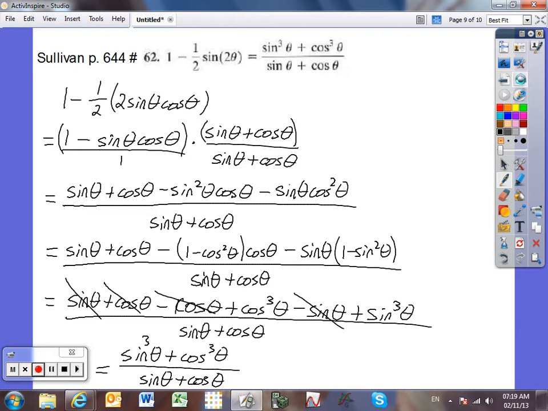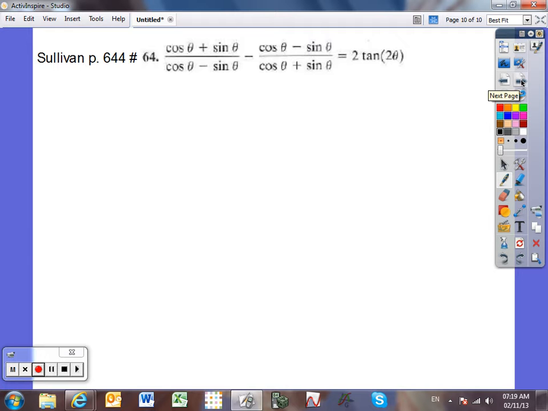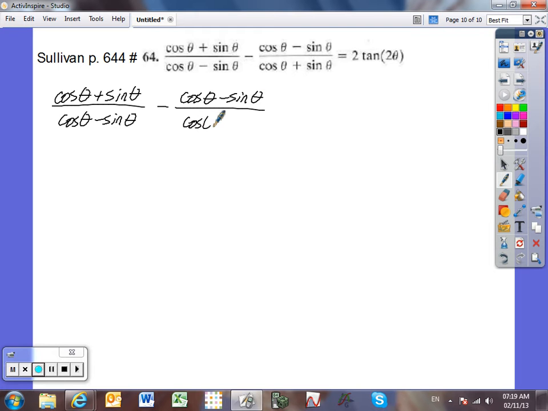And the last one that we've got to look at is number 64. So let's start with the left-hand side, cosine plus sine over cosine minus sine, minus cosine minus sine over cosine plus sine. Alright, well, my immediate instinct is that I should get some common denominators here. And so anytime that we're adding or subtracting fractions, let's find a common denominator.